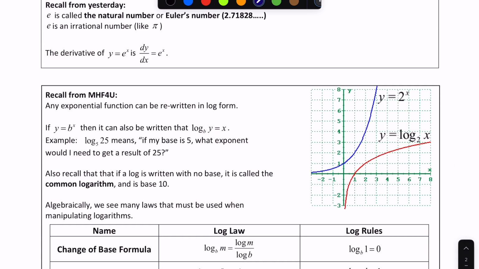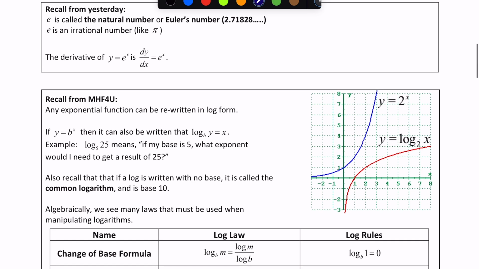Okay, so recall from the last lesson, e is called the natural number or Euler's number. And it's similar to another irrational number like pi. Euler's number, if you put it in, will give you approximately 2.71828 as an actual value, but it continues on, just like how pi would as well. And remember, the derivative of y is equal to e to the power x is the same thing. So when you derive e to the power x, the derivative is the same.